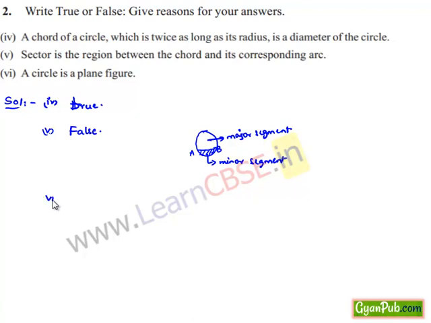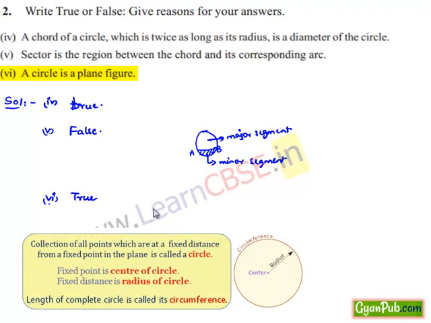Now moving on to the sixth bit. A circle is a plane figure. It is true, because by the virtue of definition we can say that a collection of all points in a plane which are at a fixed distance from fixed point in a plane is called a circle.